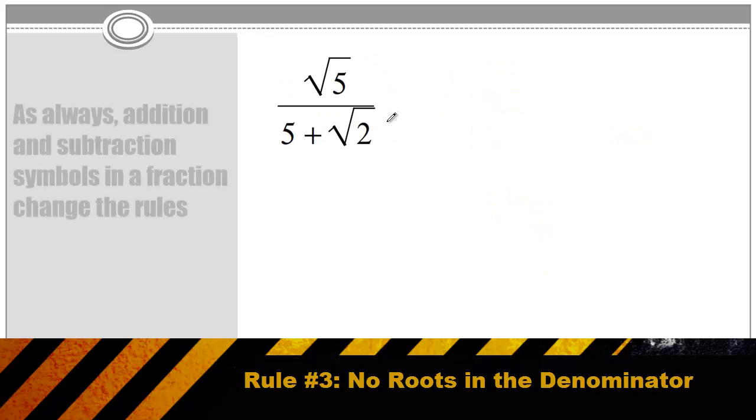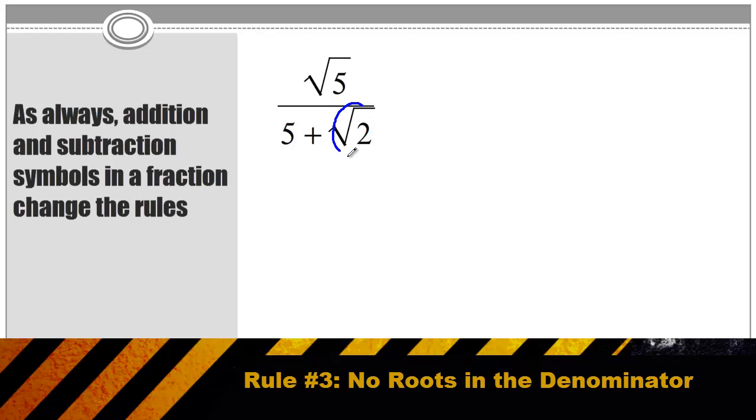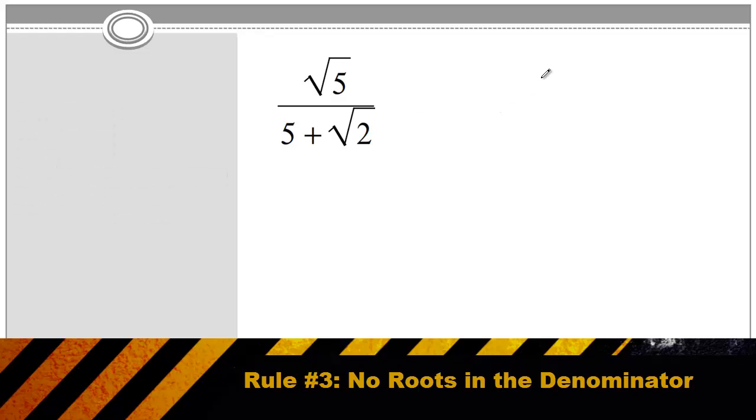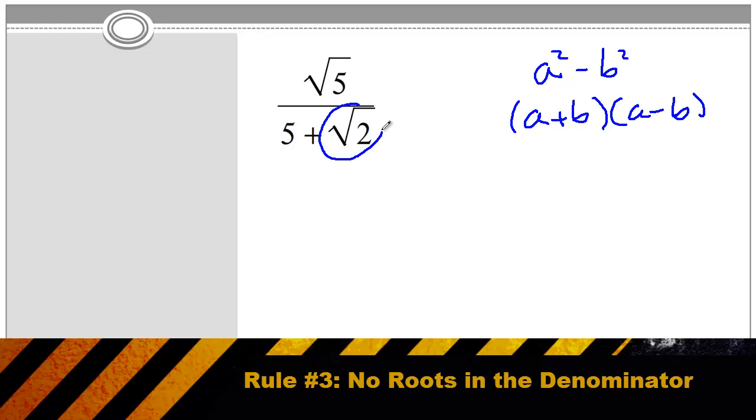If you have a problem where you have both a radical in the denominator as well as an addition or subtraction sign, you have to find a special way to get rid of your radical. You have to take advantage of something we learned back with quadratics known as the difference of two squares. You should remember that a squared minus b squared factors out to be a plus b times a minus b. And we can use that to get rid of the radical in this.